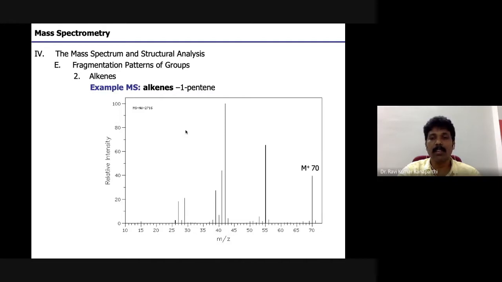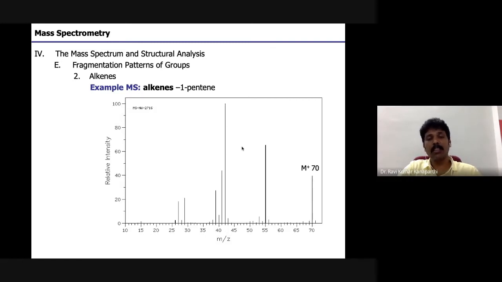And the pentene molecular mass is basically 70. Then at 55 there is a peak. That's C3H5, loss of a methyl radical. So this is understood. And then at 42 again there is a very intense peak.